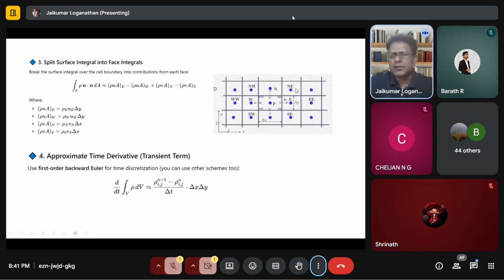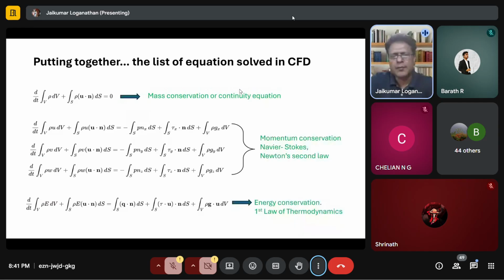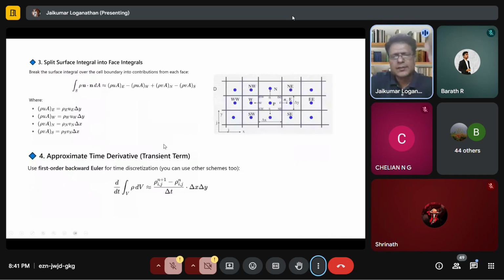That's what they do in a CFD solver. They go through cell by cell and then solve for density, solve for u momentum, v momentum, w momentum, and the energy using this discretization scheme.